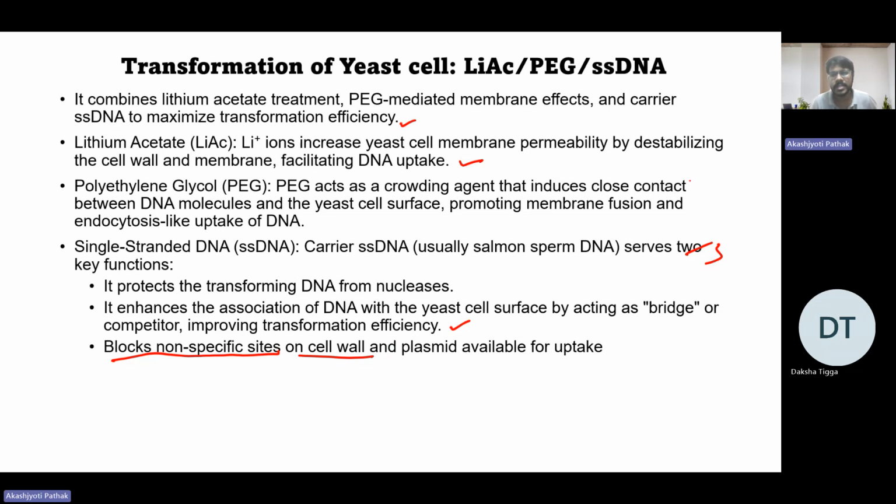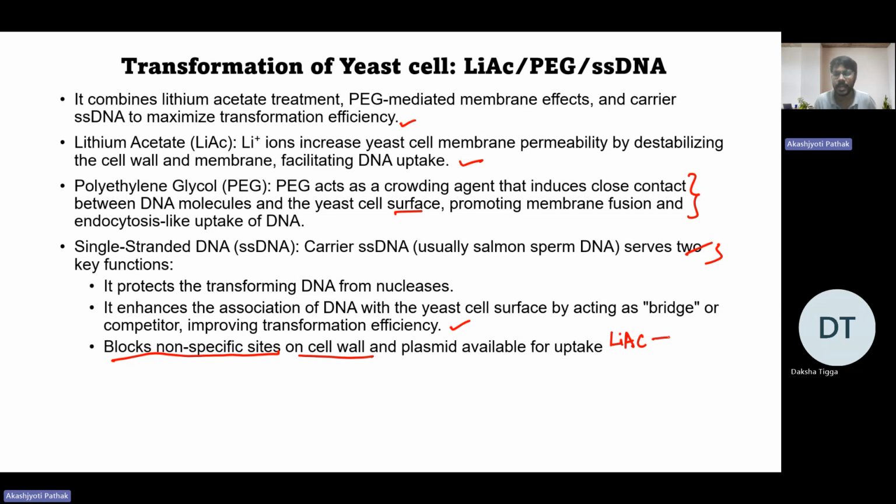And the last is that we add polyethylene glycol. It acts as a crowding agent and induces close contact between DNA molecules and the yeast cell surface, promoting membrane fusion and endocytosis-like uptake of DNA. In this slide, what you have to remember is the function of each of the components which are added during transformation of yeast cells.